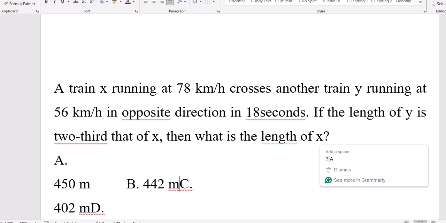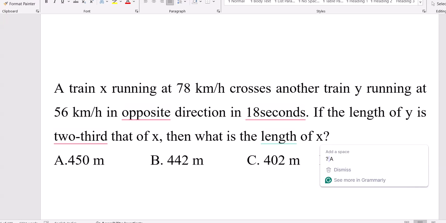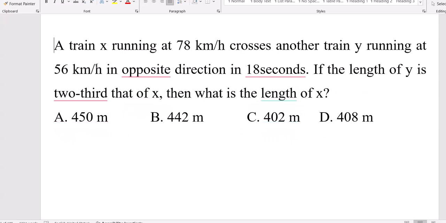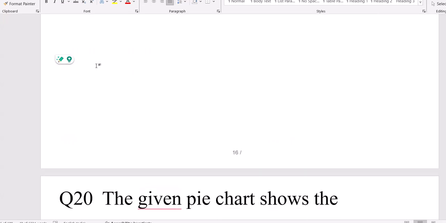Train X running at 78 kilometer per hour crosses another train Y running at 56 kilometer per hour in the opposite direction in 18 seconds. If the length of the Y train is two-thirds of that of X, then what is the length of X? Good. Right. So now train 1 is crossing train 2. This is opposite direction. Again, time and distance. Good thing at least today in discussion itself we have two valid questions and next level questions to discuss.